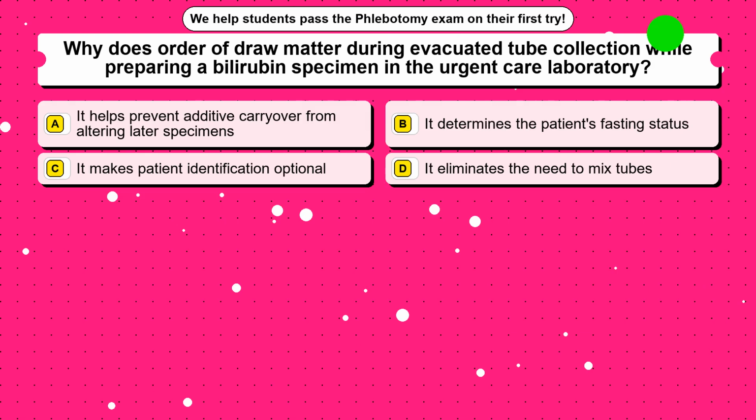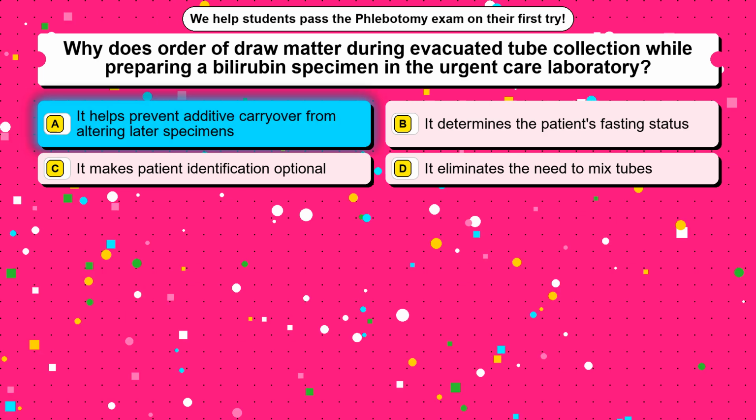Question 33. Why does order of draw matter during evacuated tube collection while preparing a bilirubin specimen in the urgent care laboratory? Option A. It helps prevent additive carryover from altering later specimens. Option B. It determines the patient's fasting status. Option C. It makes patient identification optional. Option D. It eliminates the need to mix tubes.